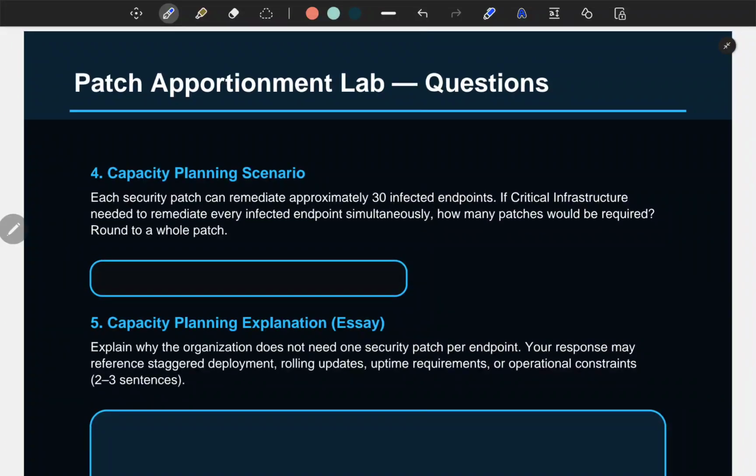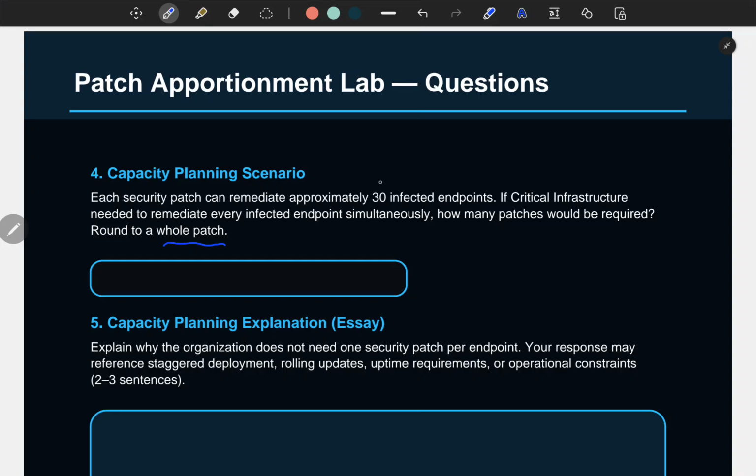Question 4 is a capacity planning scenario. Each security patch can remediate approximately 30 infected endpoints. If critical infrastructure needed to remediate every infected endpoint simultaneously, at the same time, how many patches would be required? You want to round to a whole patch. You see this again, round to the whole patch. This is a tangible device that we're talking about. It's a security patch, so we can't have half a patch. We have to have whole numbers when we're dealing with these available patches. So we're going to round to the nearest whole number.